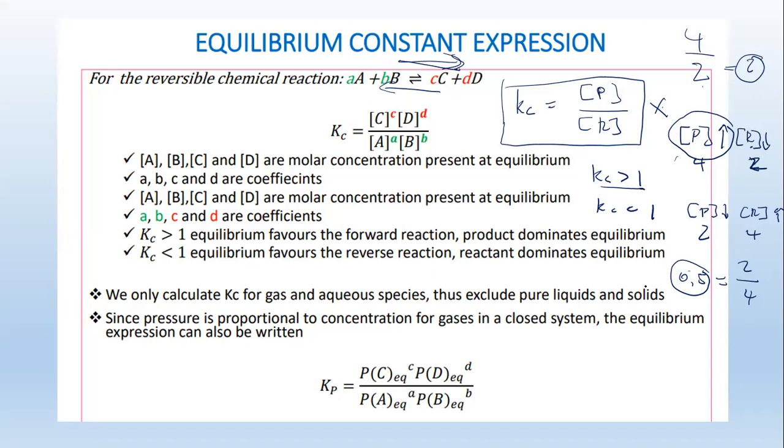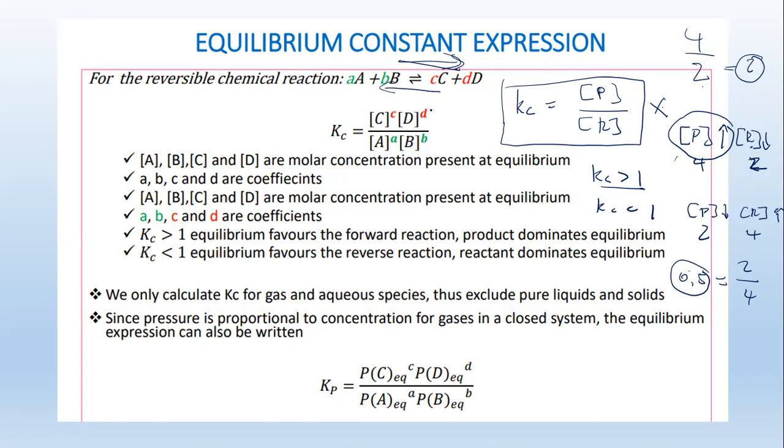So in this case, if we get our Kc value to be 0.5, which is less than 1, that means it's because we have high concentration of the reactants over the concentration of the products. So that means equilibrium will shift to the left based on this equation. Equilibrium will shift to the left, okay? Or the reverse reaction will be favored, whereby the reactants dominate equilibrium because we have high concentration of the reactants.